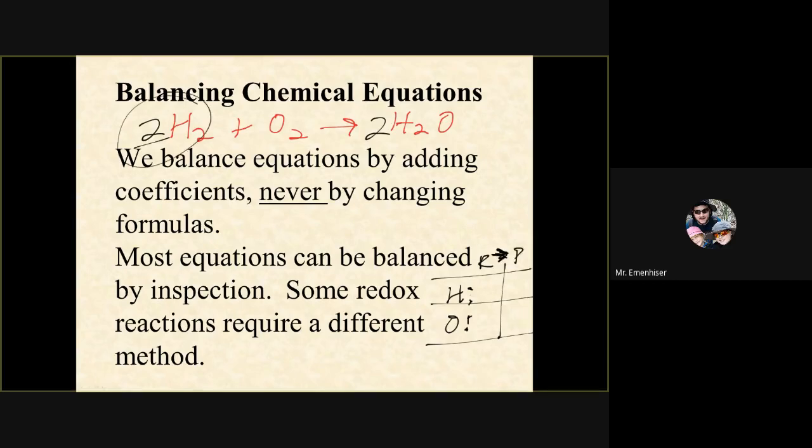So over here, I got 4 hydrogens. Over here, I got 4 hydrogens. Over here, I got 2 oxygens. That's a 1 in front. We can make that a big 1. Over here, I got 2 oxygens, 1 for each molecule, and there's 2 water molecules. So as long as this is the same on both sides, we're good. It's balanced.